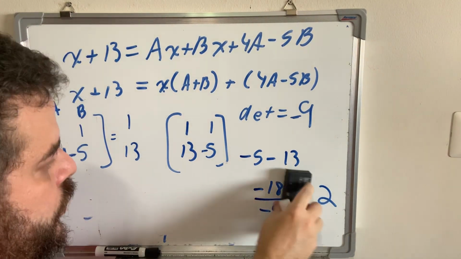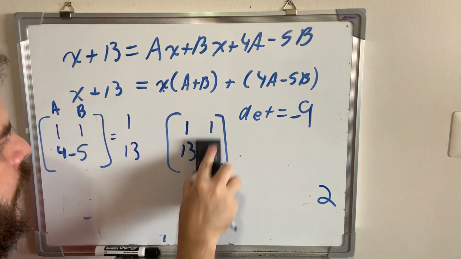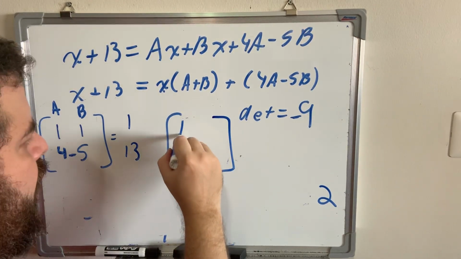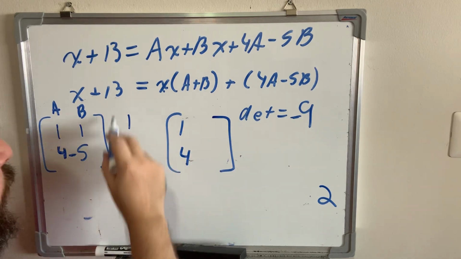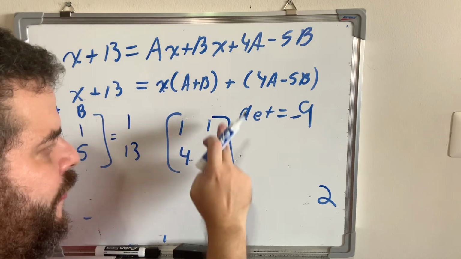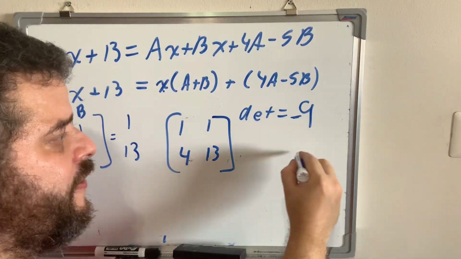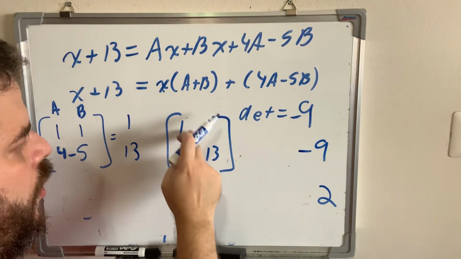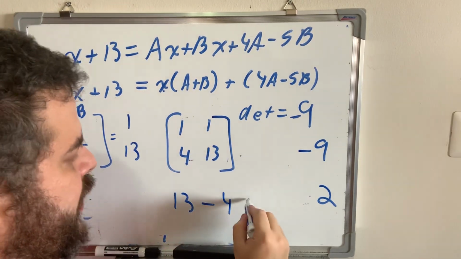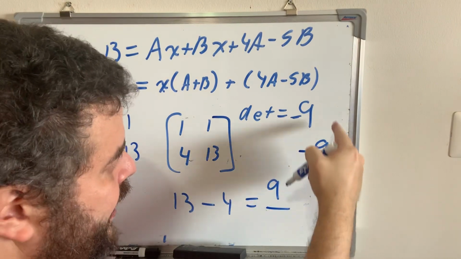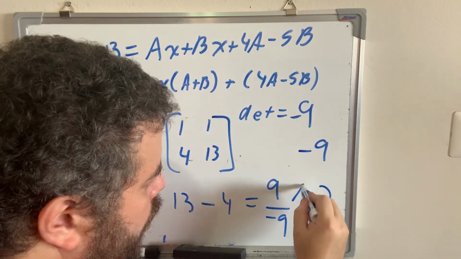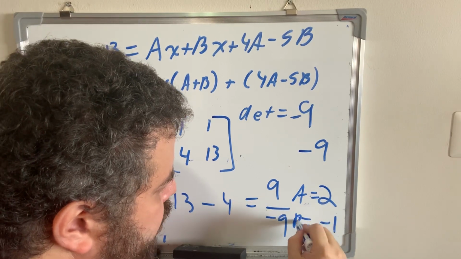Now let's substitute the second column. I'm going to put the first column as is, and I'm going to substitute my second column with the equal values. I'm going to find the new determinant and then divide by -9. So 1 times 13 is 13, minus 4 times 1, 4. 13 minus 4 is 9. Divided by the original determinant, I get an answer of -1. So A equals 2, B equals -1.